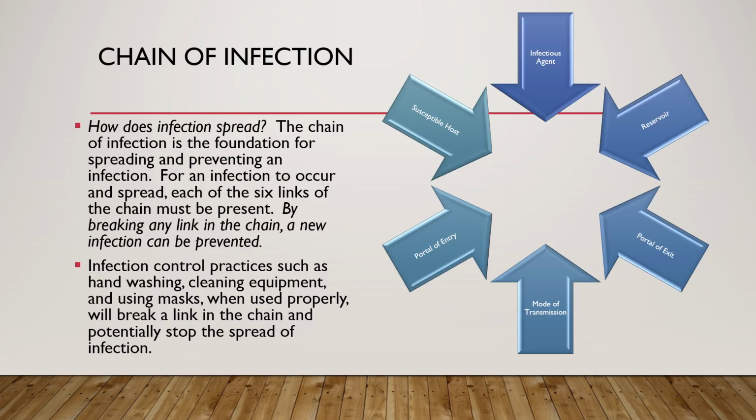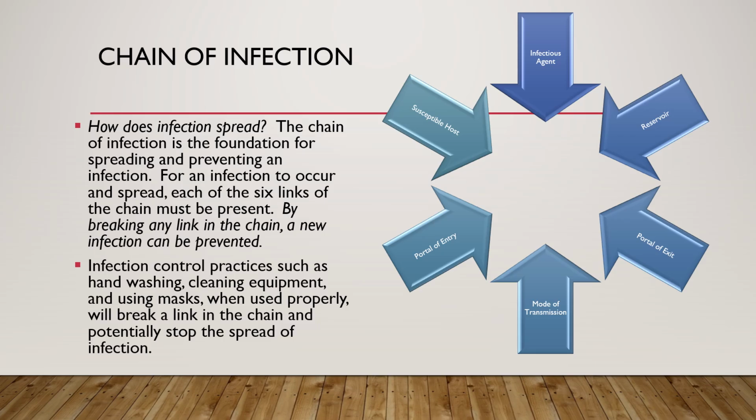So here you have what's called the chain of infection. How does infection spread? The chain of infection is the foundation for spreading and preventing an infection. For an infection to occur and spread, each of the 6 links of the chain must be present. By breaking any link in the chain, a new infection can be prevented.